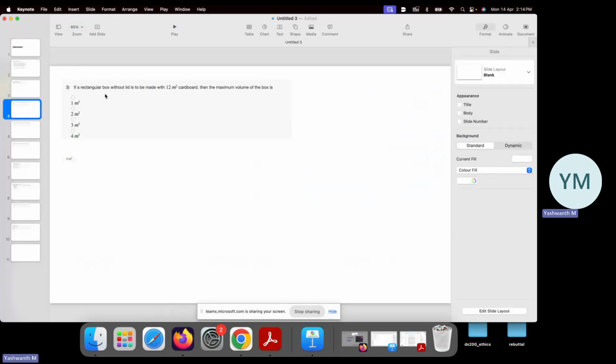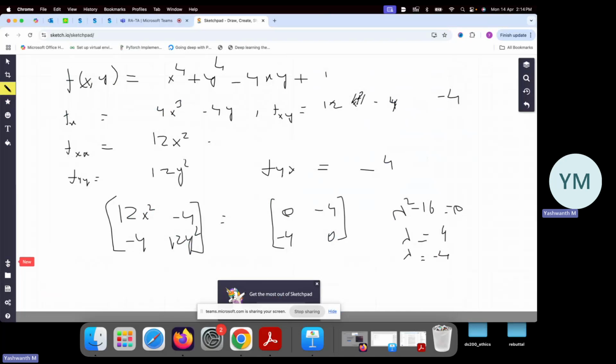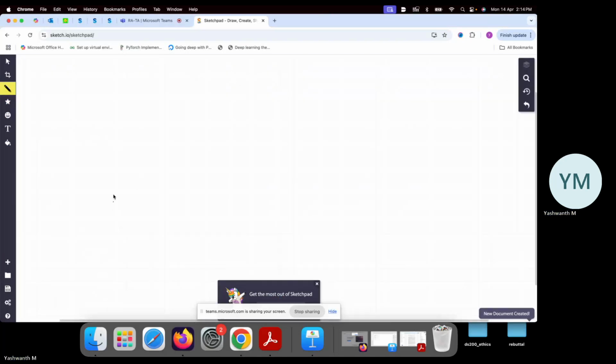Next, we have a rectangular box made from a sheet which has an area of 12 square meters. What is the maximum volume of the box? And notice that this is a box without a lid. So let's try to do that. There is a sheet of area 12 square meters, and this is supposed to be converted to a cube.